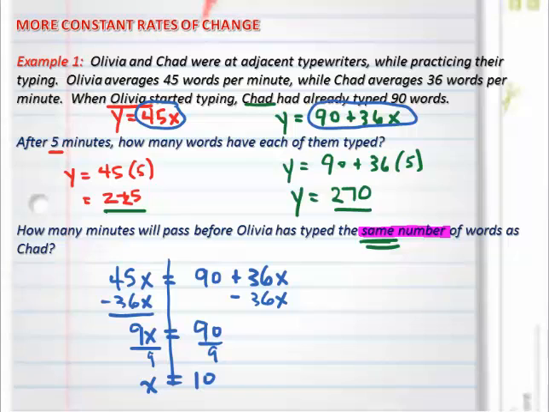So if you went through and did this, you would have seen that x is 10. So that means after 10 hours, Olivia and Chad would have typed the exact same amount of words. I'm sorry, after 10 minutes, not hours. After 10 minutes, Olivia and Chad would have typed the same number of words. Okay? All right, let's go on to the next problem.